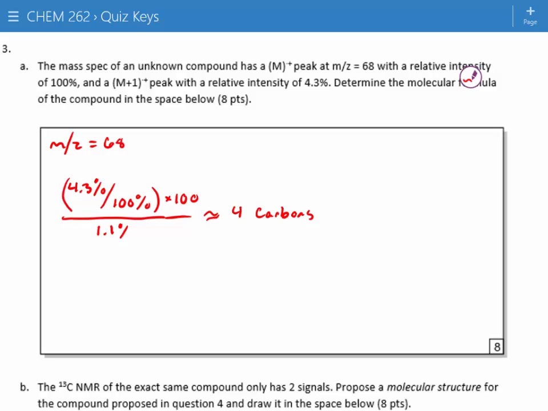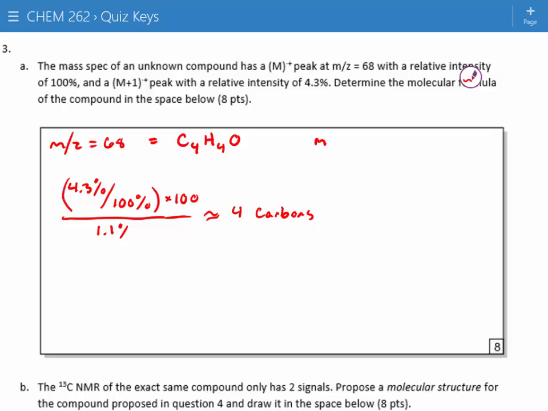So if you had a mass to charge of 68, that meant that you had C4, H4, and then O. That would give you the mass to charge ratio. Why isn't there a nitrogen in here? Because it's not odd, right?